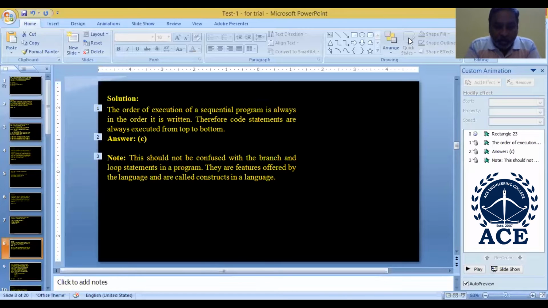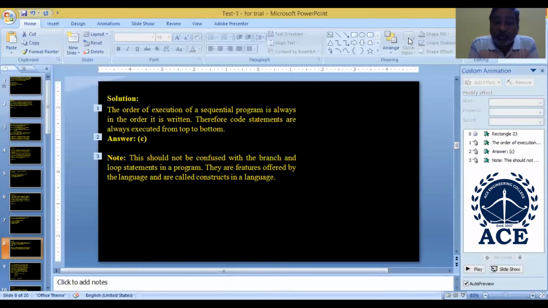Now, there is a note here. In a programming language, it is possible to skip the sequence and go to the point where we want the program to run. This should not be confused with non-sequential programming or sequential programming. These are called the branch conditions, the loop conditions that are written in a program, deliberate attempts by the programmer to change the order of execution of the program.